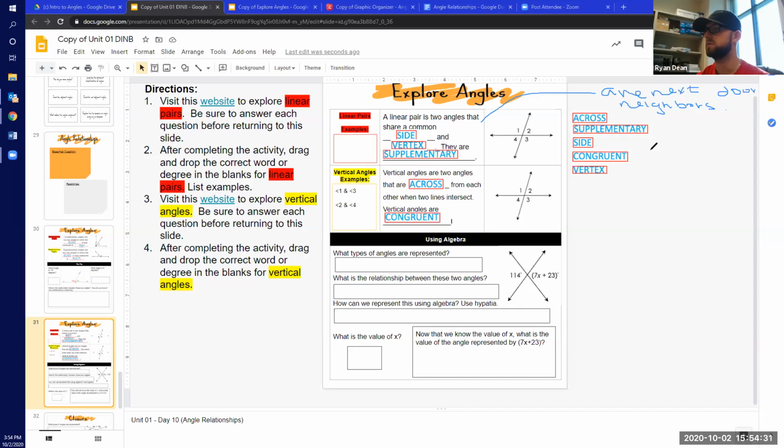Linear pairs are next door neighbors. Okay, so if I'm looking at next door neighbors, I have quite a few next door neighbors here, right? So when I'm looking for linear pairs, I'm just looking for two angles that when I add them together, make a straight line. So the first one that I did here, I have angle 1 and angle 4.